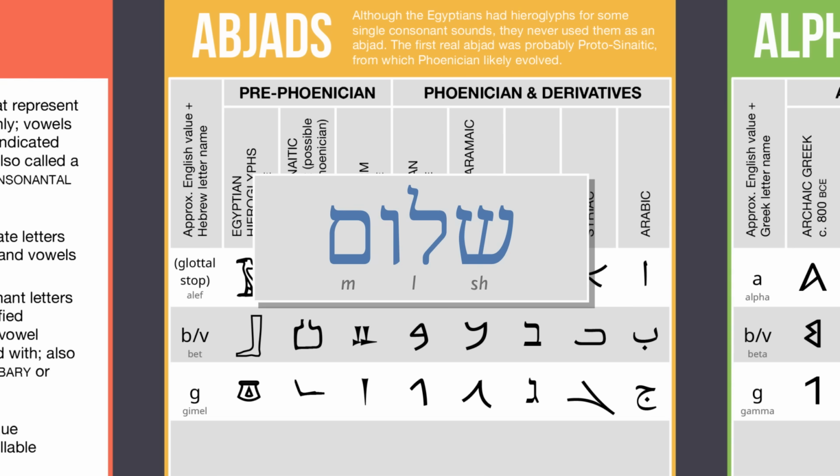So in this case, a person who understands Hebrew will automatically know that there should be an A between the first 2 letters, and that in this case, this letter stands for the sound O. So the word is shalom, which means peace and is used as a greeting.